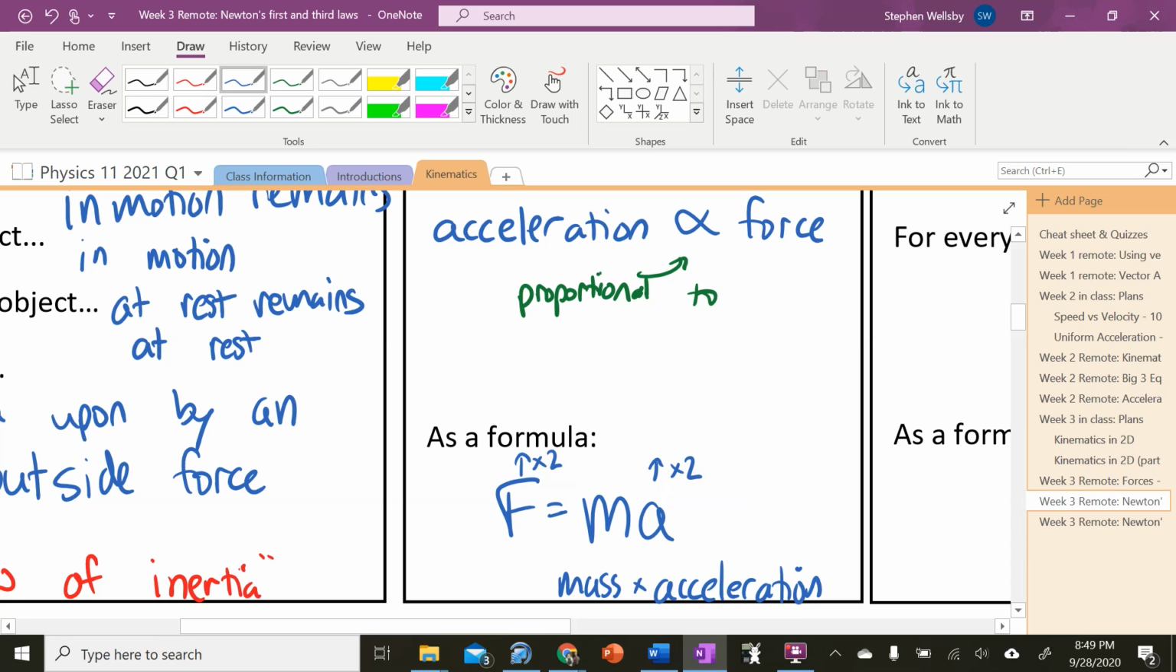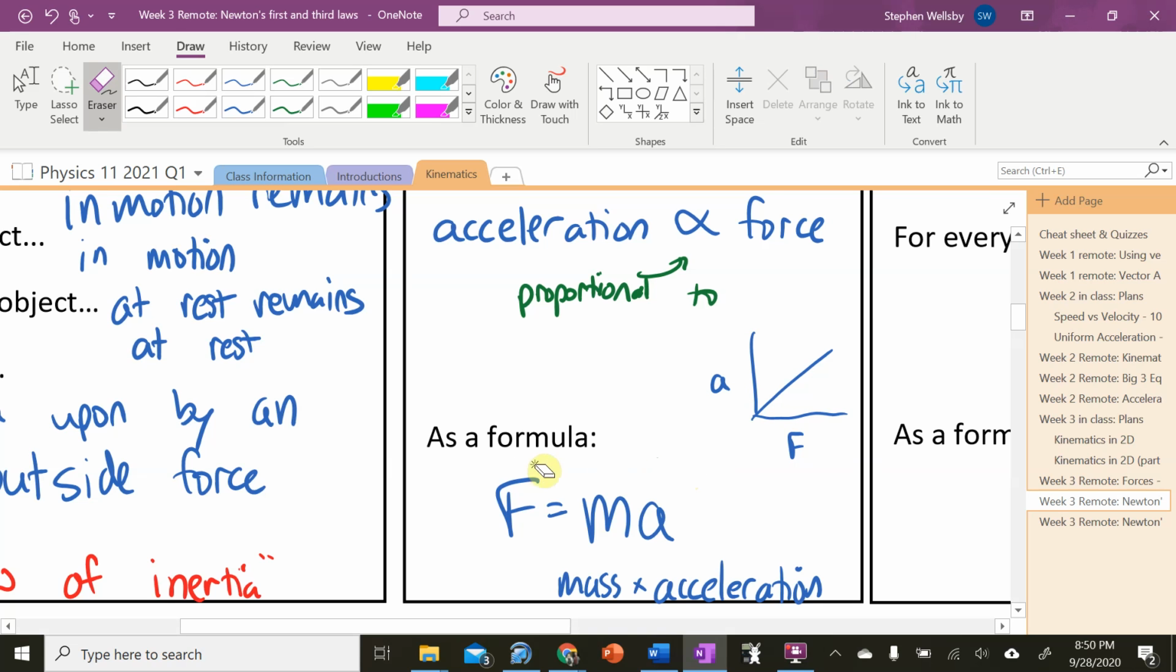If you were to look at a graph of something proportional, the graph would look something like this. The more force I apply, the more acceleration an object is going to have, and that will be a proportionate relationship, a straight line through the origin. So that's the second law.